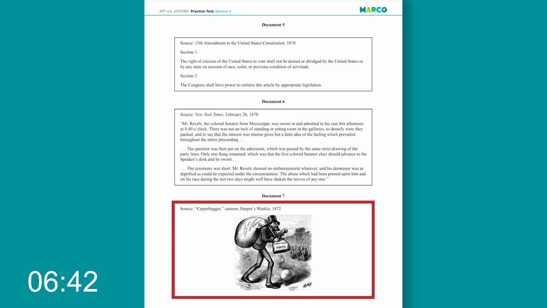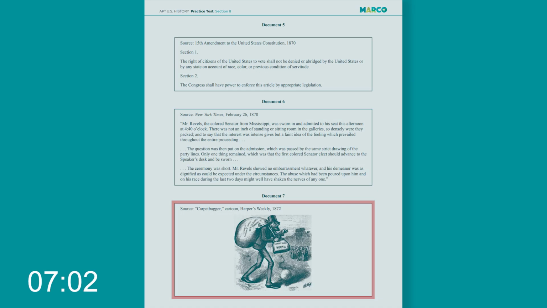Last thing is a cartoon. 1872, carpetbagger. Carpetbag. Okay, so I know what a carpetbagger is. It's somebody who comes from the North to kind of take advantage of the political weakness in the South. That's kind of good outside information. I want to keep that in mind. I'm not sure what to do with this.